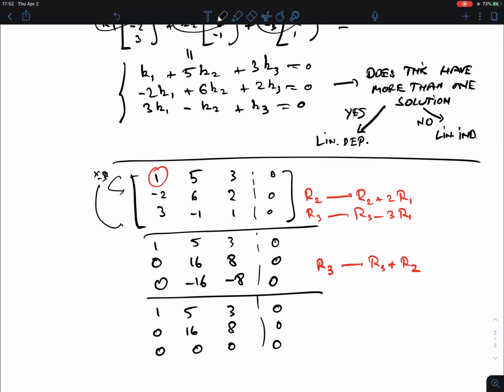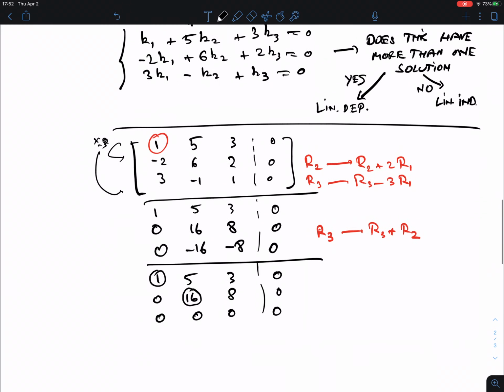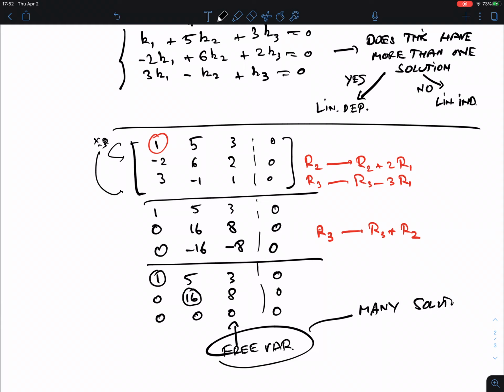So what does this mean? This, if I divide it by 16, is a pivot, and that's it. There are no more pivots, so this corresponds to a free variable, and we know that free variables mean many solutions. And we now know that many solutions in this case means linearly dependent. So that's one way of checking whether something is linearly dependent or not.